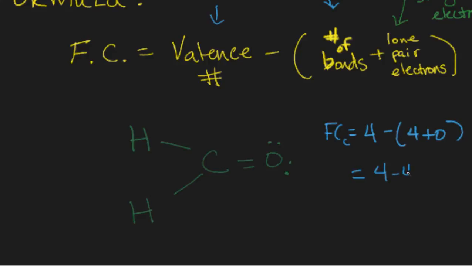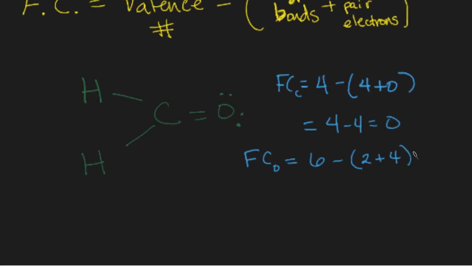4 minus 4 gives you a neutral charge. So then if we look at the oxygen, that would be a valence of 6. It's in the 6th column of your periodic table. And there's 2 bonds plus 4 individual lone pair electrons. Yes, there's 2 pairs, but there's 4 lone pair electrons. Make sure you make that distinction. And then 6 minus 6 is 0. So we're looking good so far.